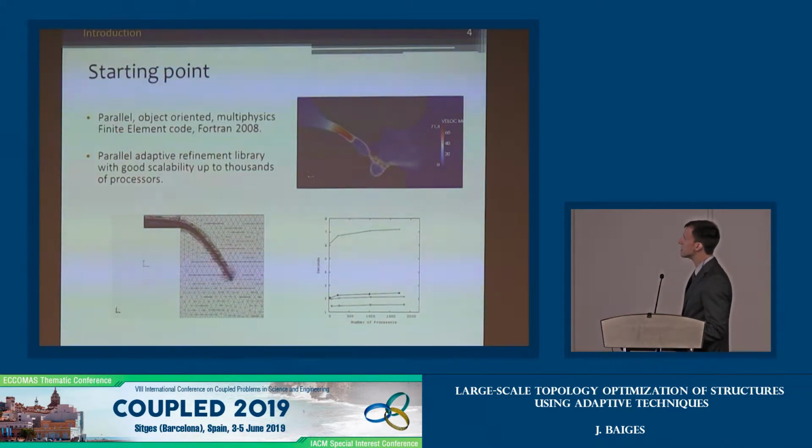So our starting point is a parallel object-oriented multiphysics finite element code, which is coded in the Fortran 2008 standard. And with it, we can do nice, scalable, parallel adaptive simulations, which scale well up to thousands of processors. So here you have a simulation of the aeroacoustics of the human voice, which was run on 256 processors. And the kind of adaptive mesh refinement that we do is this refinement here. It is isotropic adaptive mesh refinement with hanging nodes. We can refine and unrefine, and we have good scalability up to thousands of processors.